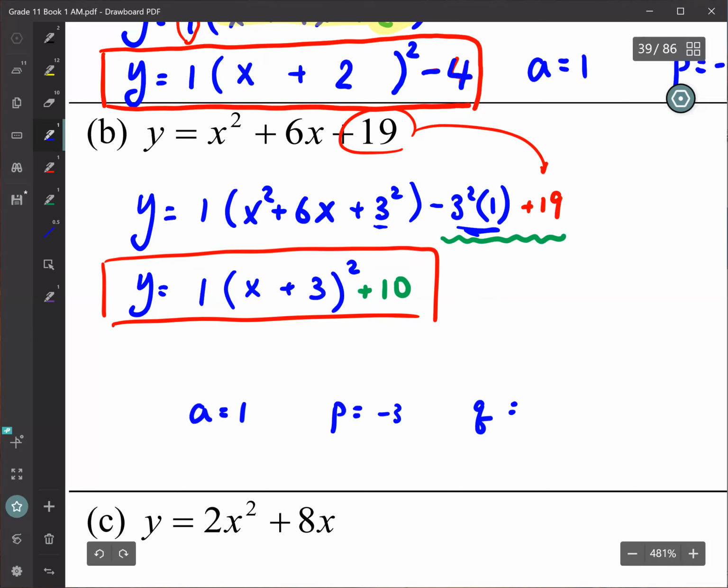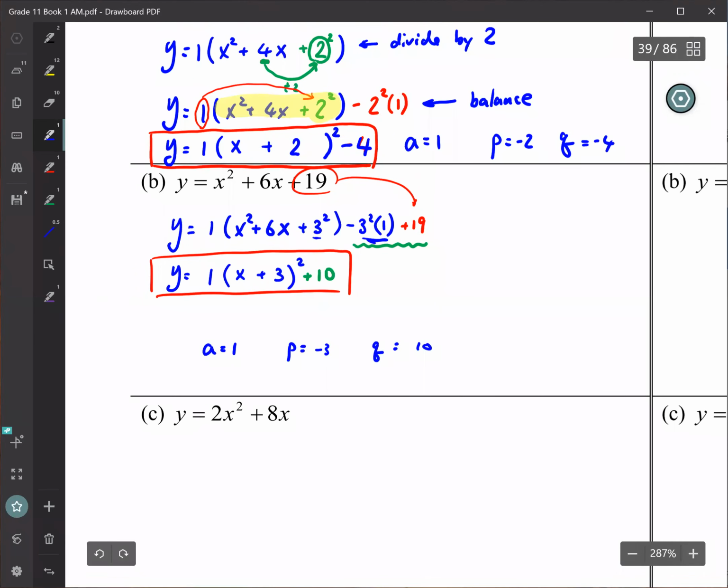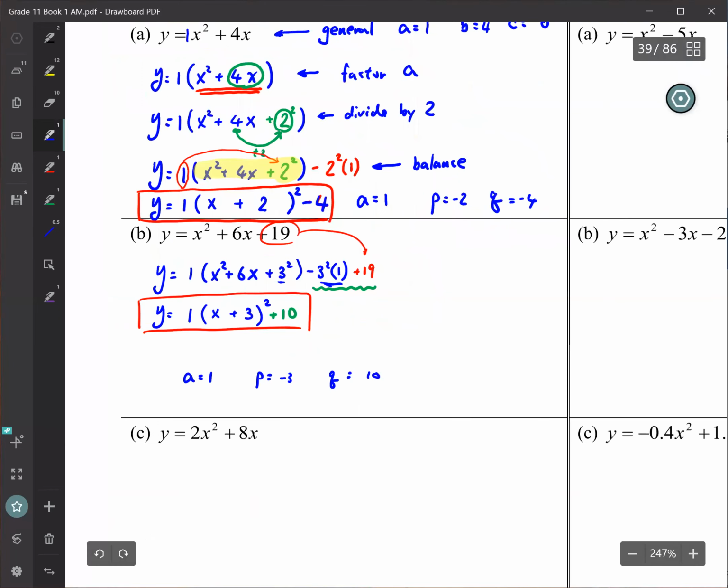-3 and 10. Yep, perfect. Okay, so how is question C different from B now? Or different from B and A? Aaron, how is question C different from the other ones? The A value is a 2. Yeah, okay, so it doesn't matter if A is 2 or 1, it's still factor out, okay?